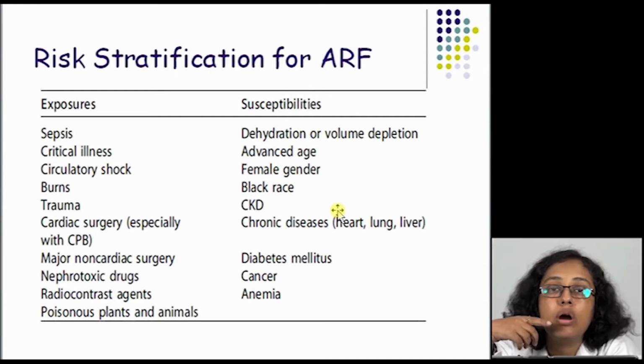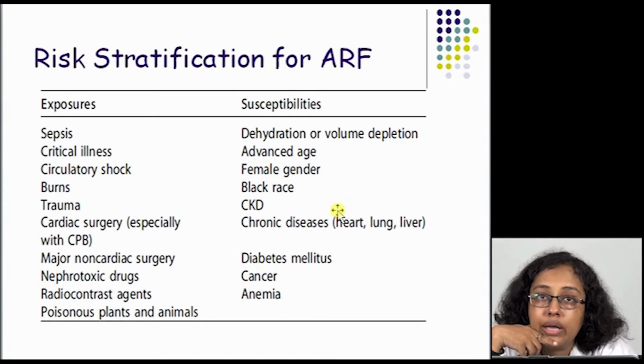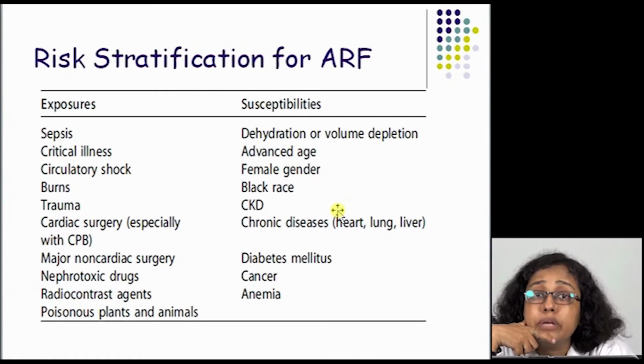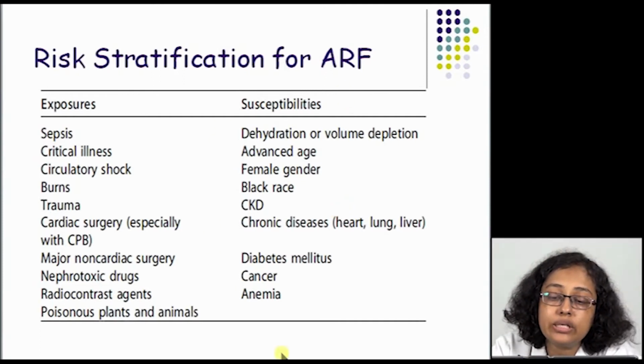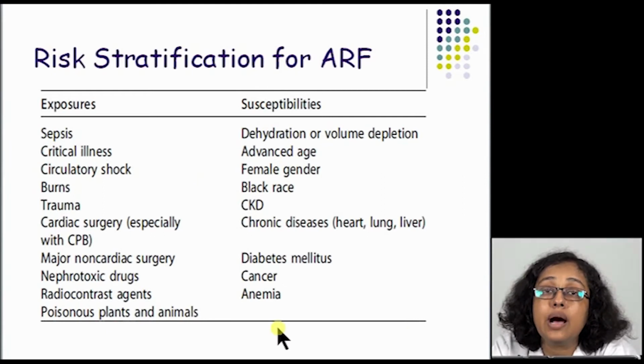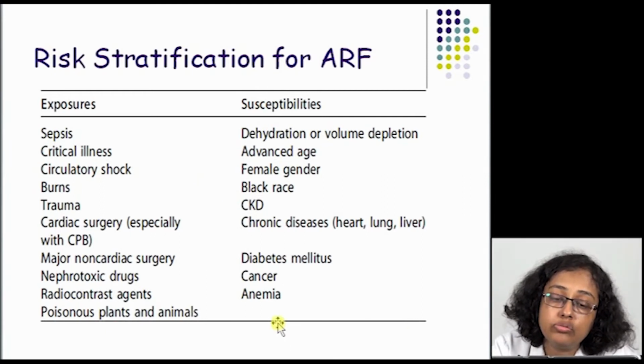Diabetes. Now, diabetes is the commonest cause of chronic kidney disease, so a diabetic patient is also at an increased risk of an acute insult. Also malignancies, and even patients treated for malignancies with chemotherapy or radiation therapy, and anemic patients. So if a patient has any of these susceptibilities, he has a higher risk of developing acute renal failure with these exposures.